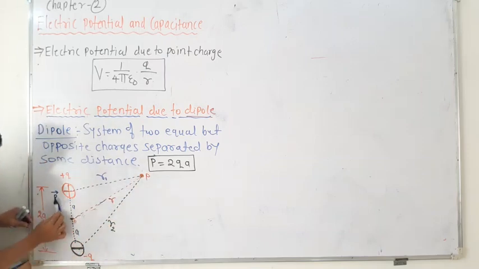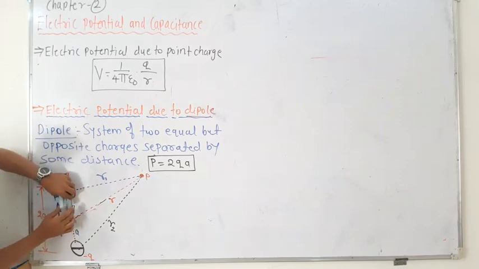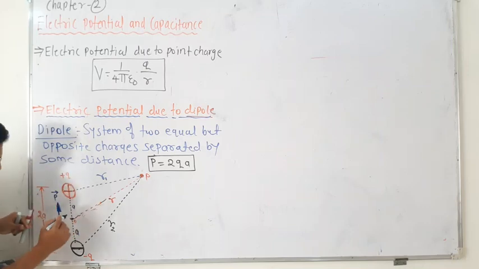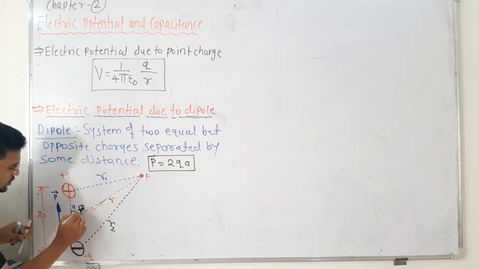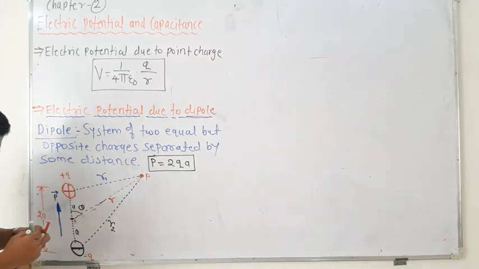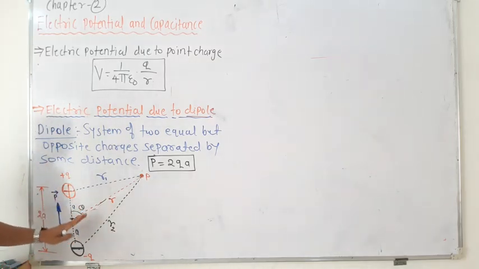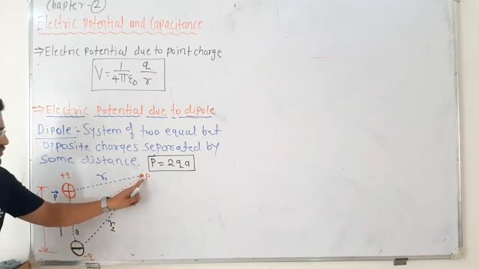So the dipole moment is pointing in this direction, like this, and this is the red line. In between them, the angle is theta. So this angle is nothing but your theta, correct? This is the simple diagram. Now your job is to find out what is the electric potential at this point P.